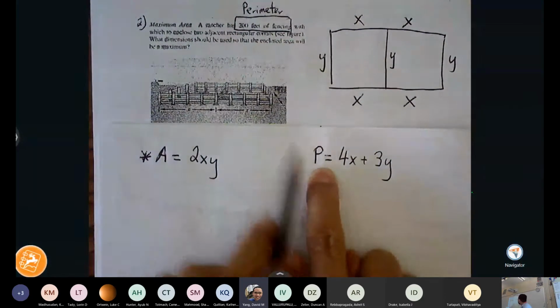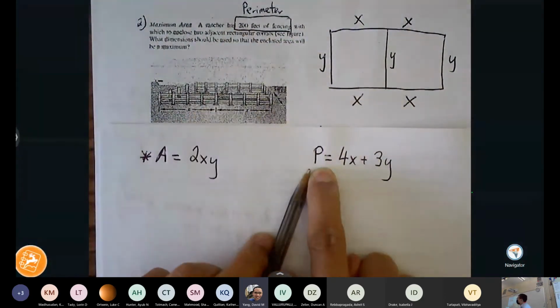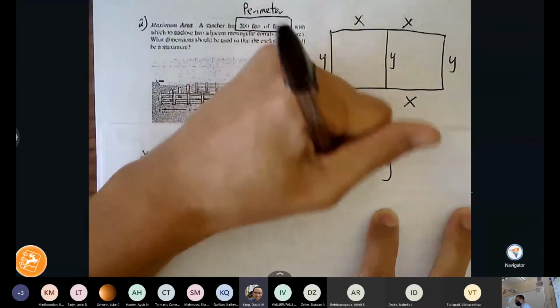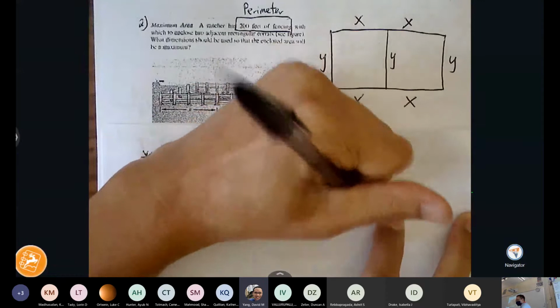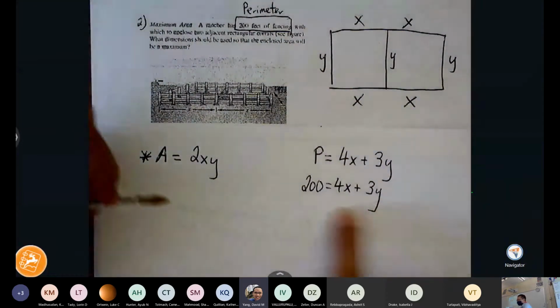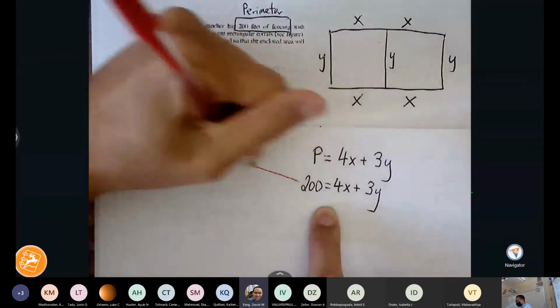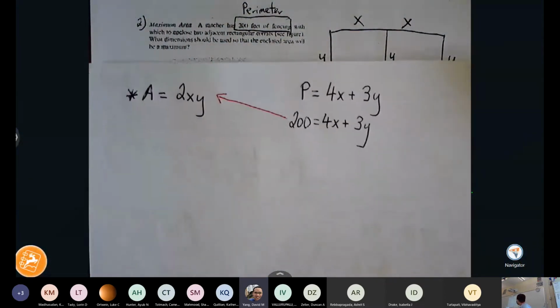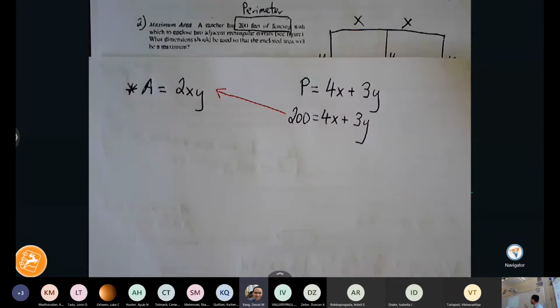And now we can go back and see, okay, all right, we have 200 feet of fencing, so we'll replace P with 200. We need support that we need to get this down to one variable, right? So we have a couple of options, right? Is it easier to solve for x? Is it easier to solve for y? I think it should be around the same. About the same. Yeah.